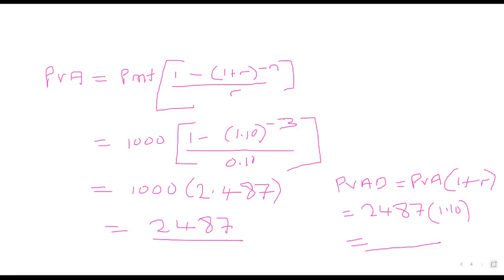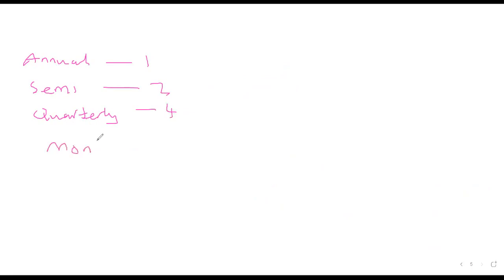Now, interest can be compounded annually, semi-annually, or quarterly. Annually is once, semi-annually is twice, quarterly is 4 times, monthly is 12 times. Weekly is how many times? 52. Weekly is 52. Good.